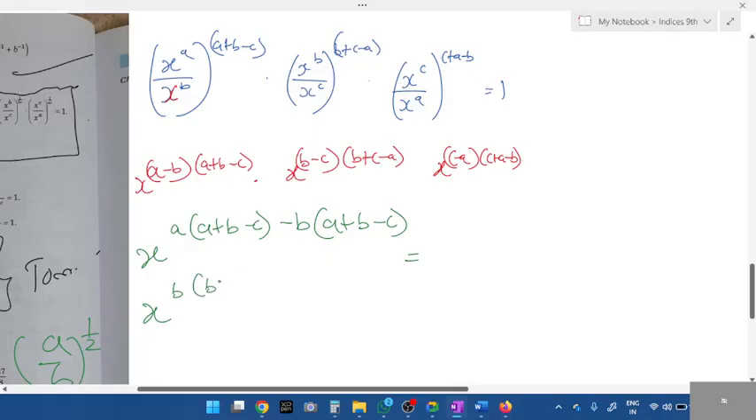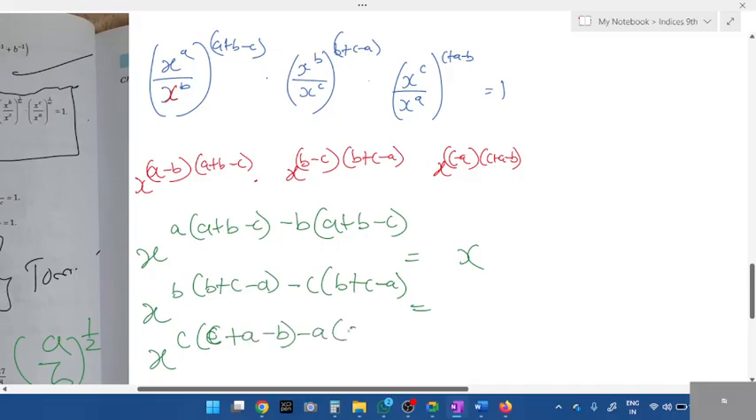Next, for the second one, what's the second one? b into, then minus c into b plus c minus. You can even write it like this. c into, yes, complete this. Open the bracket. Check which one gets cancelled. c plus a minus b.